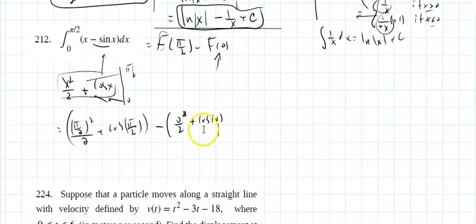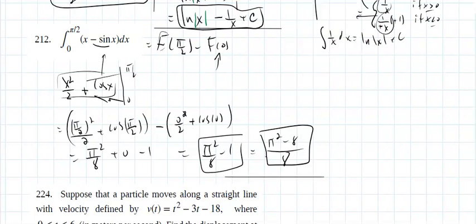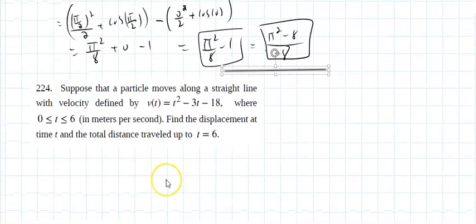So altogether, I'm looking at pi squared over 4. And half of that is pi squared over 8, plus 0 minus 1. And that will be pi squared over 8 minus 1, or simply, if you want, pi squared minus 8 over 8. Now, anything that I box is an acceptable answer on your test, but to match it with the back of the book, that's kind of what you have to do sometimes. No big deal.